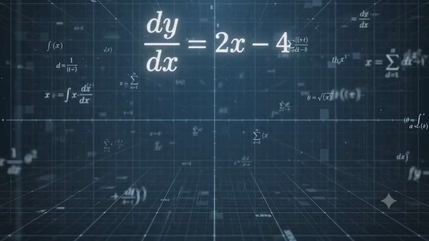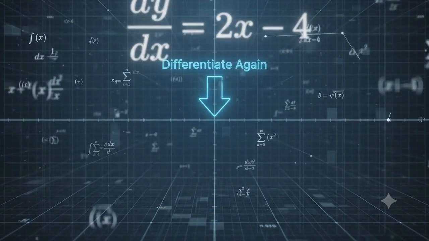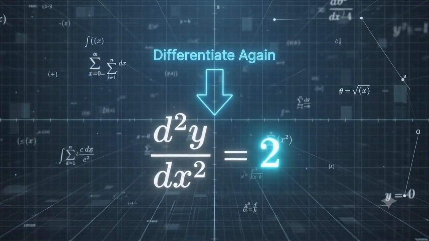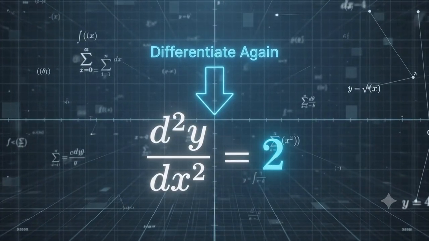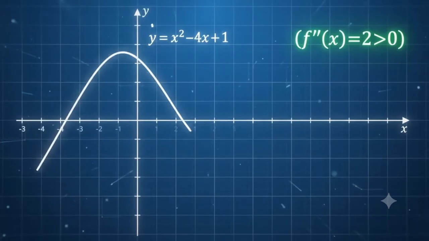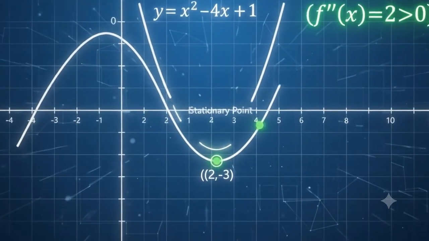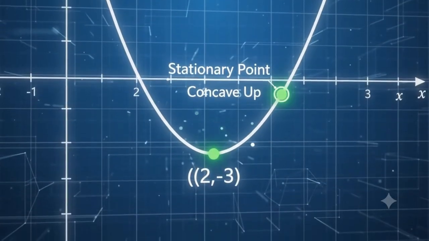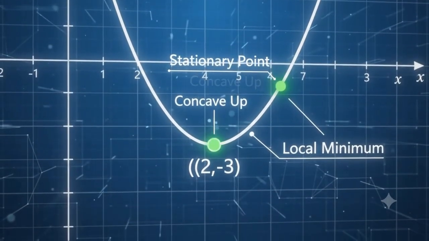Next, differentiate the first derivative one more time. The derivative of 2x is 2, and the derivative of negative 4 is 0. Therefore, the second derivative is simply 2. Now we can apply the second-order condition. Let's verify our answer on the graph. The curve opens upward, and x equals 2 is the lowest point. The stationary point is a local minimum because the second derivative is positive.